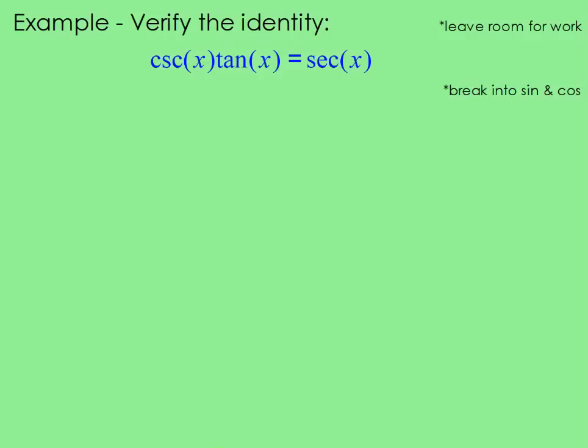So let's try some examples. I'm going to go to that first example and verify the identity. When you're doing this, make sure you leave a lot of room for work, and I put this so you can work on the left or the right. What I'm going to do is break this down into sines and cosines. I know that cosecant is the same thing as 1 over sine. And when I'm breaking these down, I'm not writing the x's because I'm just trying to avoid the work. And that's going to be times tangent, which is sine over cosine. And I know secant is 1 over cosine. Again, I don't need to put the x, I'm just doing the work.